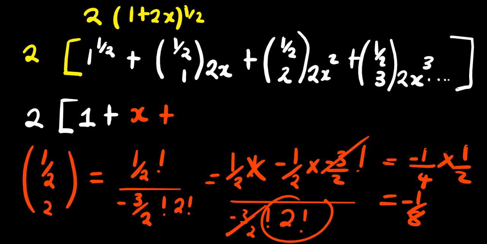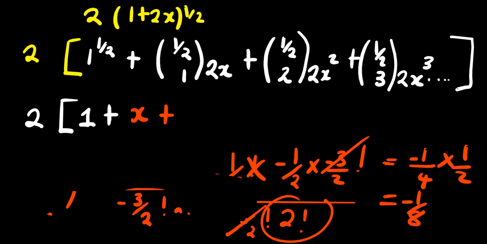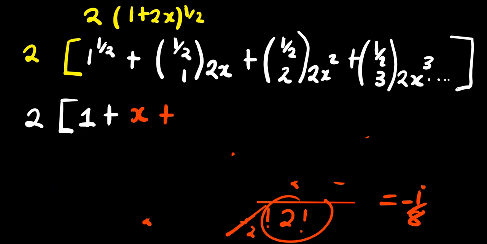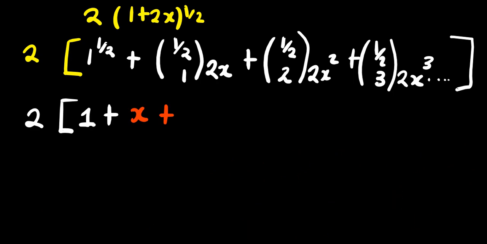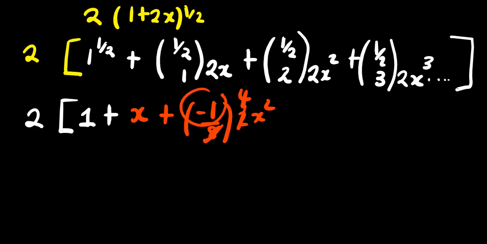So allow me to write it here. So we find our answer to be negative 1 over 8. So I'll have negative 1 over 8, multiplying by 2x squared. Now the 2 and the 8 can divide, therefore I'm just going to remain with a 4, right? And this 4 multiplied by this negative 1 will give me a negative 4.